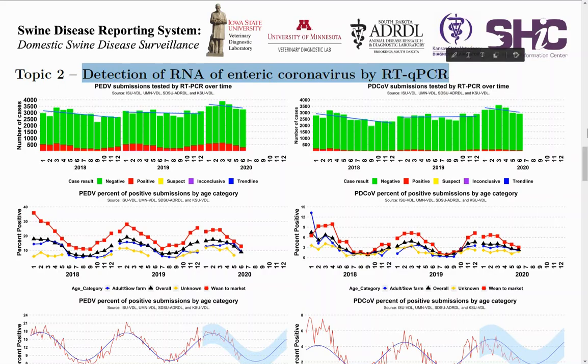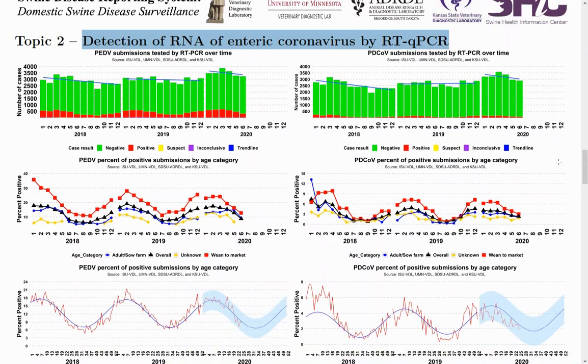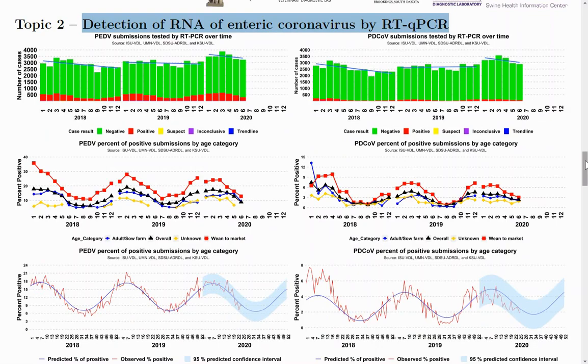A lot of those charts are the same, so we don't have to go into the details of the chart. We can jump into the conclusions of the findings. And so, what are the highlights here for the enteric coronavirus section, Giovanni?